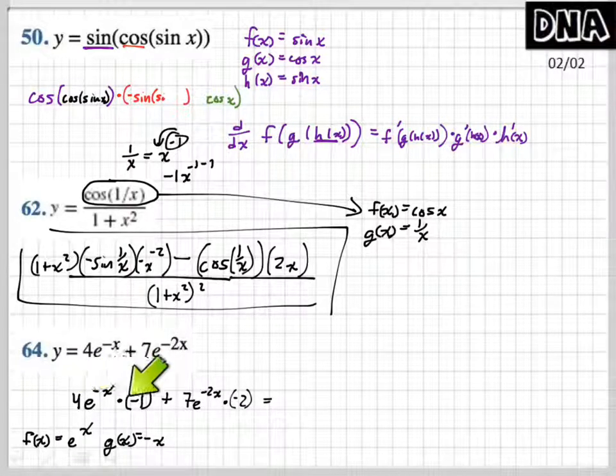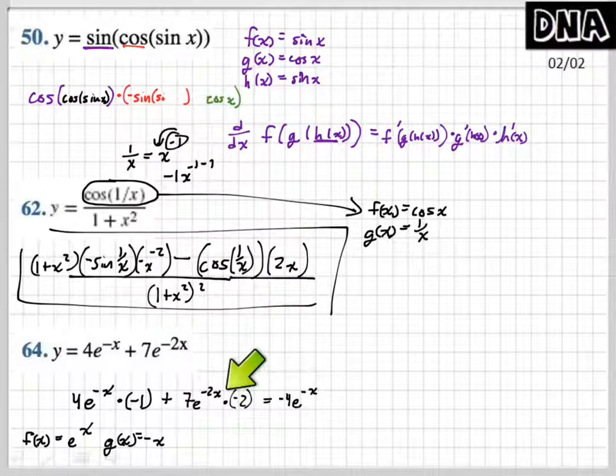So now we have some simplifying to do. Here we can multiply that 4 times the negative 1. So we have negative 4 e to the negative x. And then for the next one, right here, we can multiply negative 2 times the 7. So you have negative 14 e to the negative 2x.